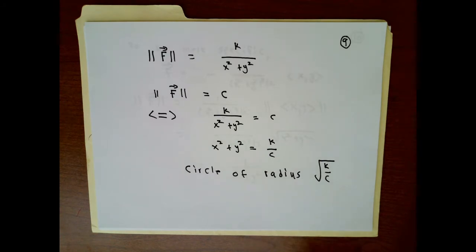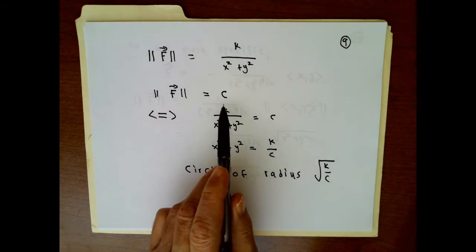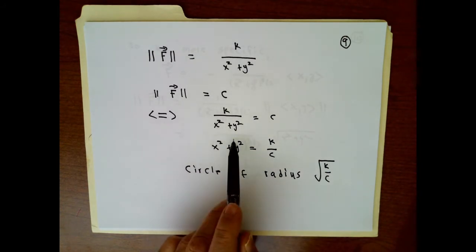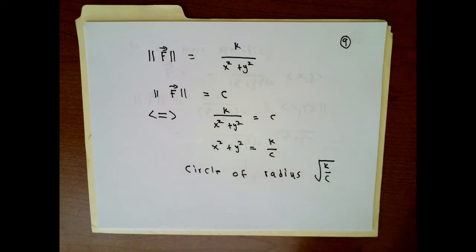If I want to look at all the places in the plane where this vector field takes on some particular constant magnitude, c, that would say that k over x squared plus y squared needs to equal c. So x squared plus y squared would be the constant k over c, and we would be talking about circles again.